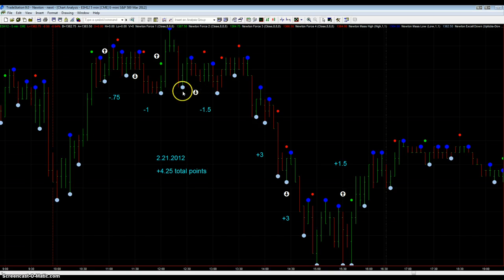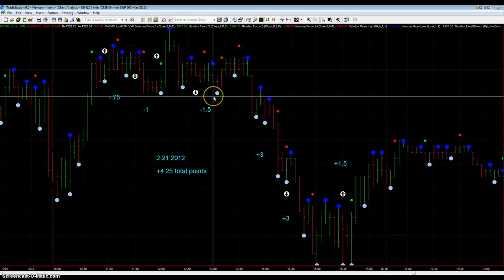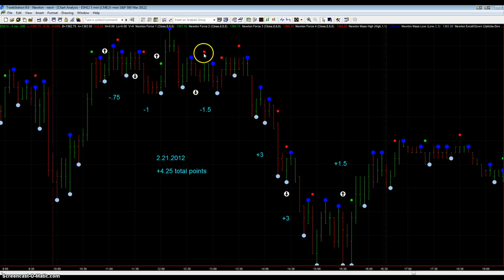Then we end up short off of this pivot when it's broken right here. We have a red market force indicator, downbound pivot, which is broken by a red market acceleration. This kind of forms a nice little head and shoulders style top, and down we go. We end up with a 3-point winner, and then we also have another entry which gets us another 3 points.